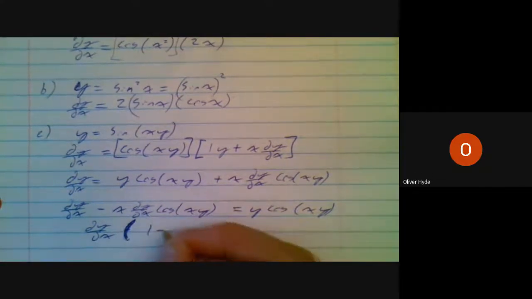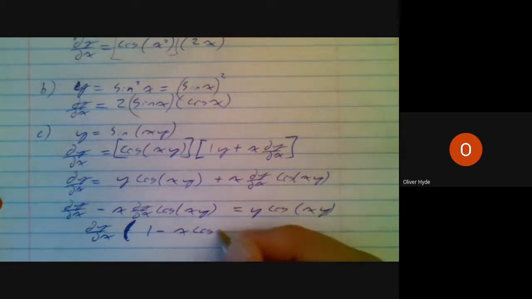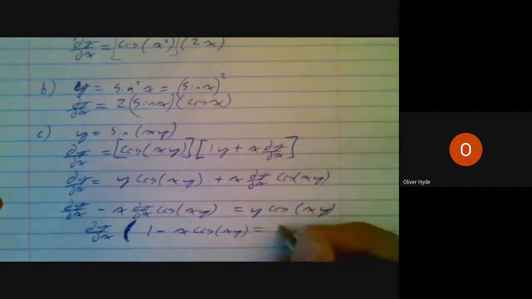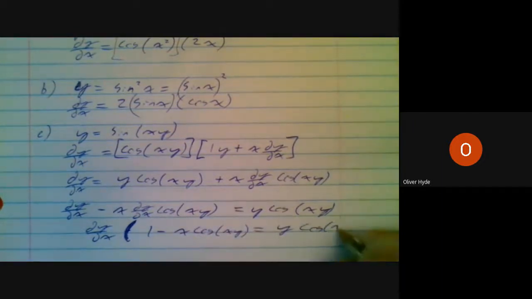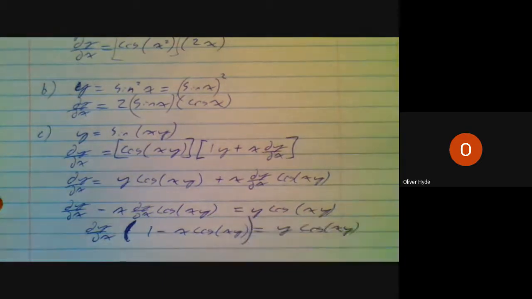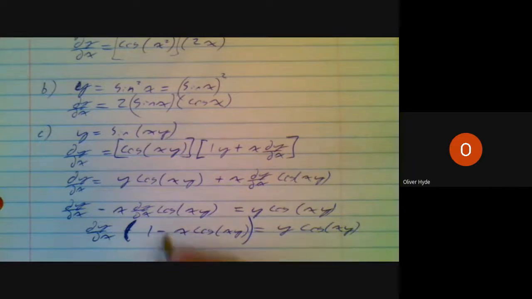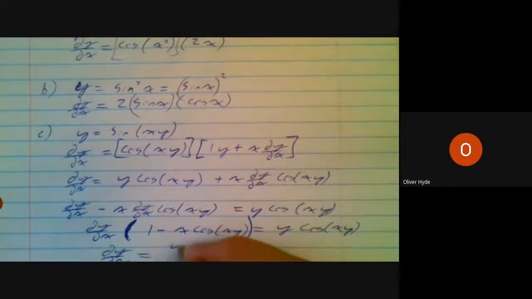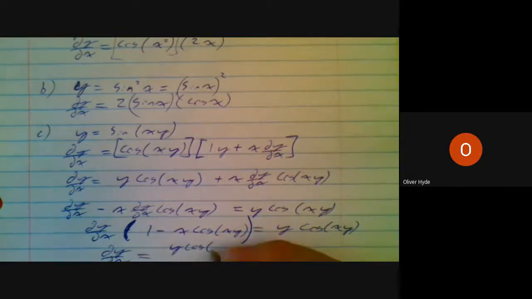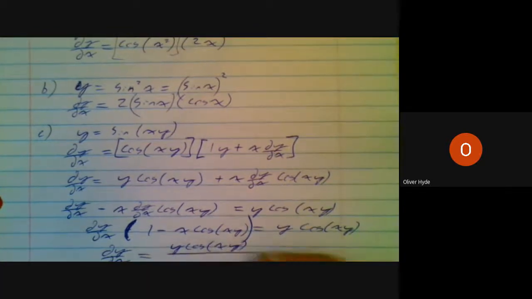Common factor, 1 minus x cos xy, equals y multiplied by the cosine of xy. Where does my common factor end? Right there. And then I'll divide both sides by that expression. So I'll get dy by dx equals y multiplied by the cosine of xy all over 1 minus x multiplied by the cosine of xy.